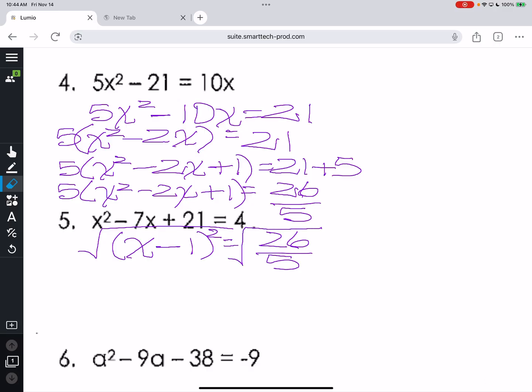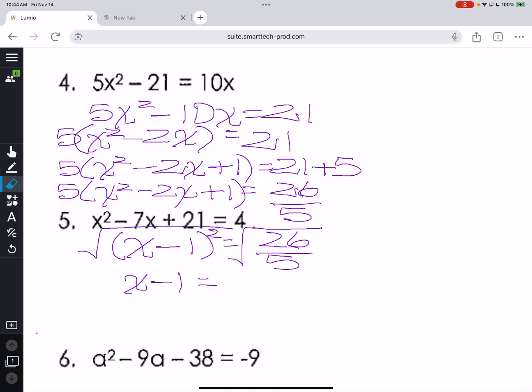So the square root on the left is x minus 1. That works nicely. 26, is it? Can we factor it into anything perfect? And then 5 we know is prime, so it doesn't. But the kicker is, you're not done. You can't have a radical in the denominator.